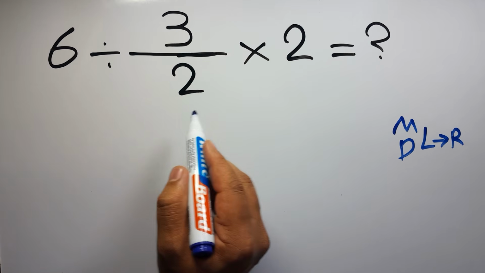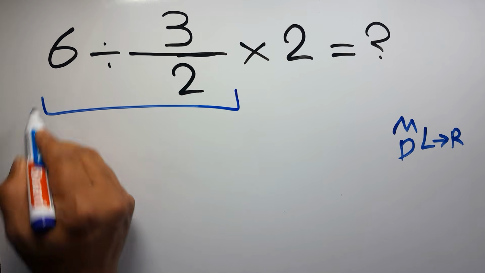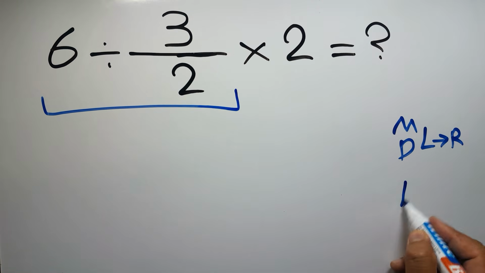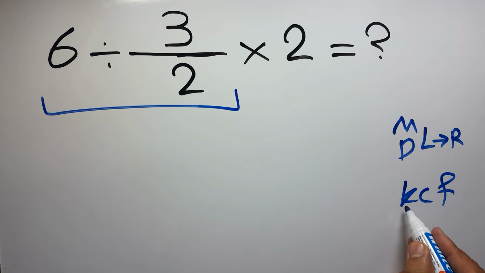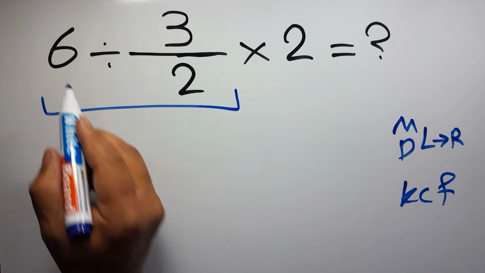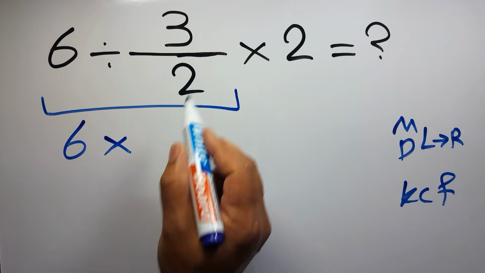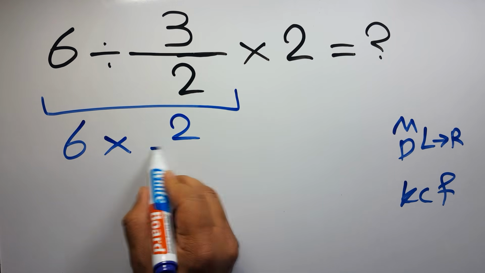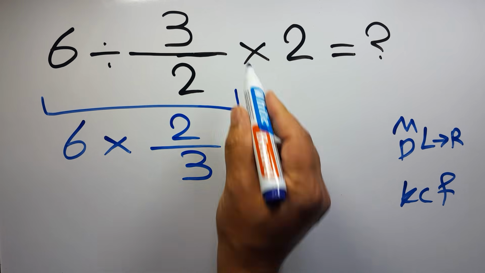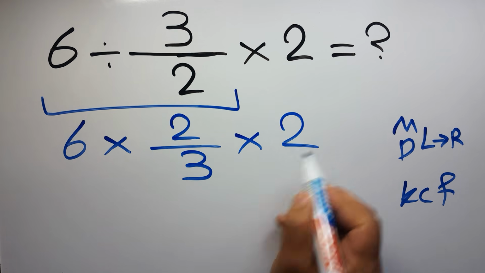6 divided by 3 over 2. According to the KCF rule, K stands for keep, C stands for change, and F stands for flip. We can write: keep the first fraction, change division to multiplication, and flip the second fraction. And here we have times 2.